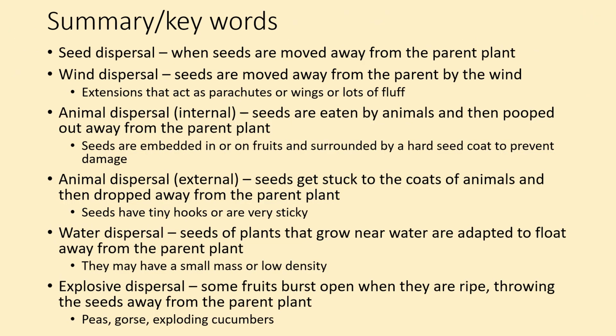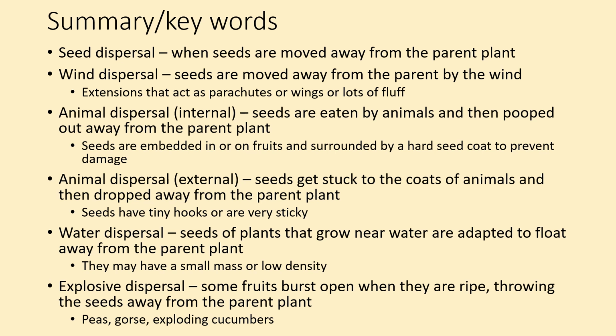Okay, summary and keywords. Seed dispersal is when seeds are moved away from the parent plant. Wind dispersal, seeds are moved away from the parent plant by wind. They have extensions that act as parachutes or wings or lots of fluff. Animal dispersal, internal. The seeds are eaten by animals and then pooped out far away from the plant. Seeds are embedded in or on fruit and surrounded by a hard seed coat to prevent damage. Animal dispersal, external. Seeds get stuck to the coat of animals and then dropped away from the parent plant. Seeds have tiny hooks or are very sticky.